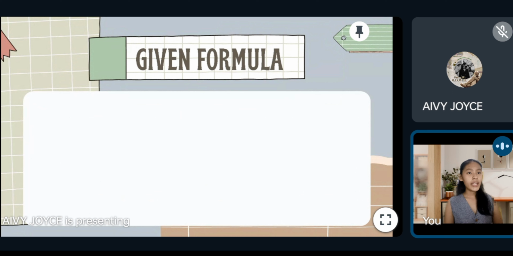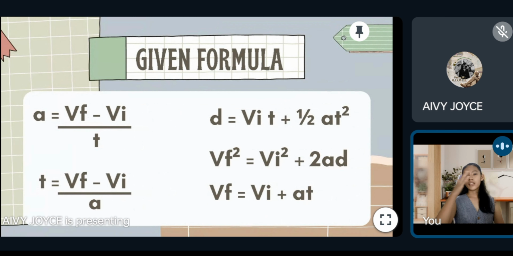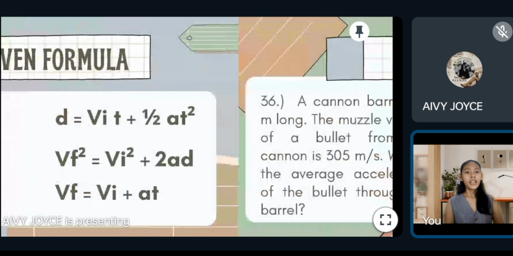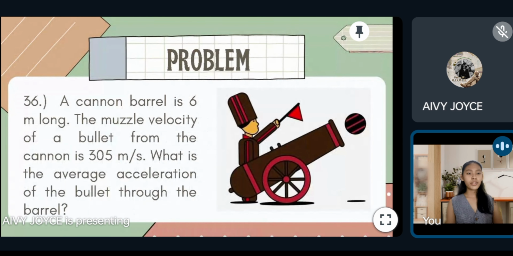When solving UAM problems, we already have the given formulas. These are the formulas used in solving UAM: the acceleration, time, distance, and final and initial velocity. Here is the problem for today, which we're going to solve. A cannon barrel is 6 meters long. The muzzle velocity of a bullet from the cannon is 305 meters per second. What is the average acceleration of the bullet through the barrel?